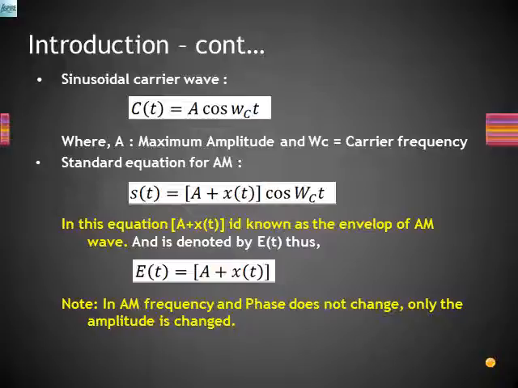An important point to note in amplitude modulation is that the frequency and the phase of the signal remain the same, and they are not changed. Only the amplitude varies according to the message signal, like we have already seen in the previous slide. This equation, which is the standard equation for amplitude modulation, is very important from the examination point of view. Sometimes there may be a numerical on this equation.